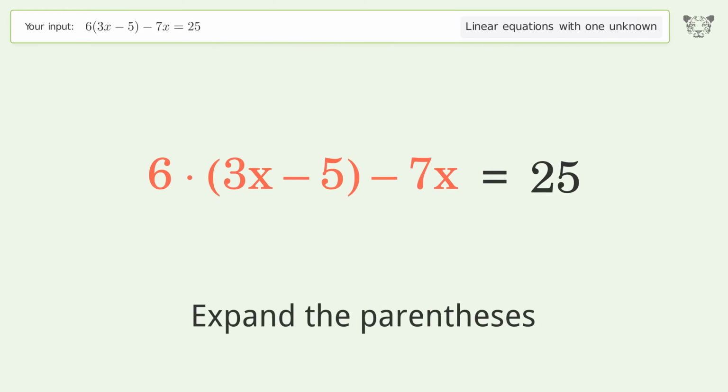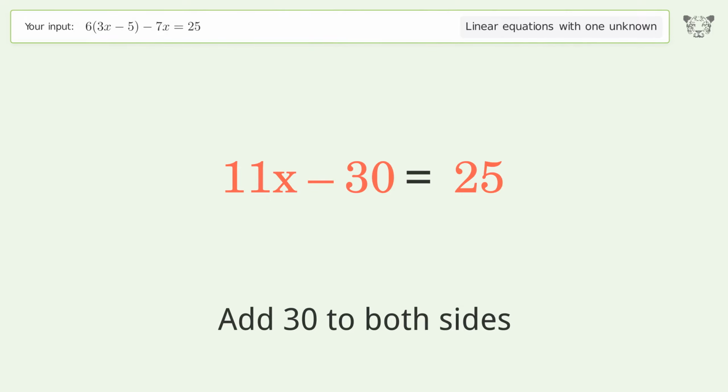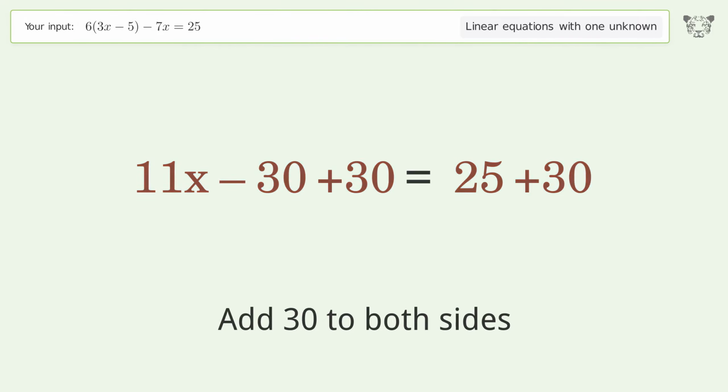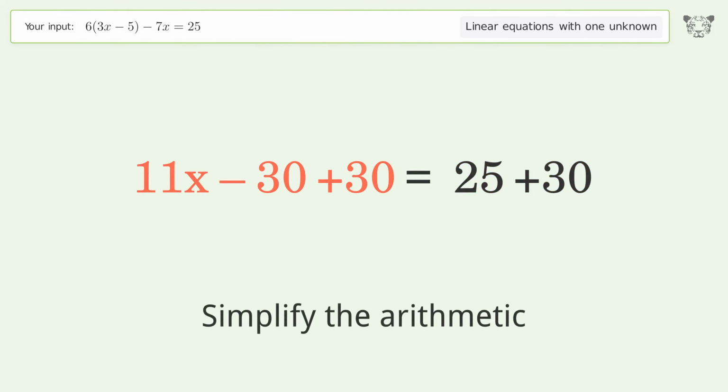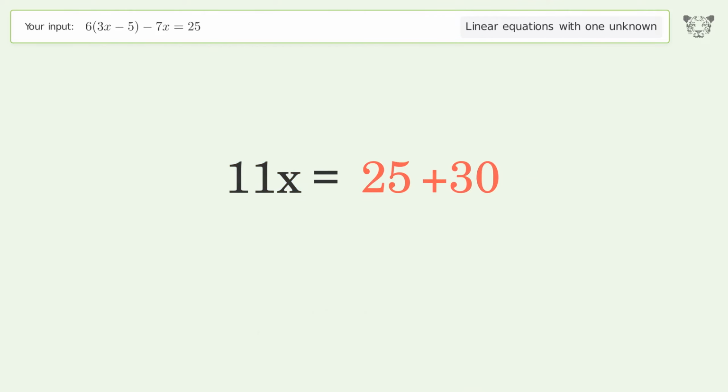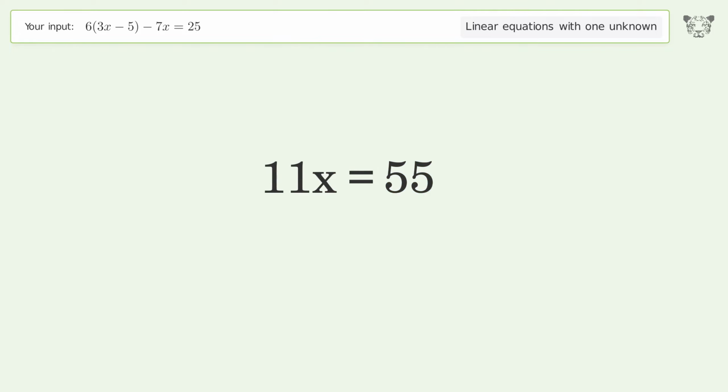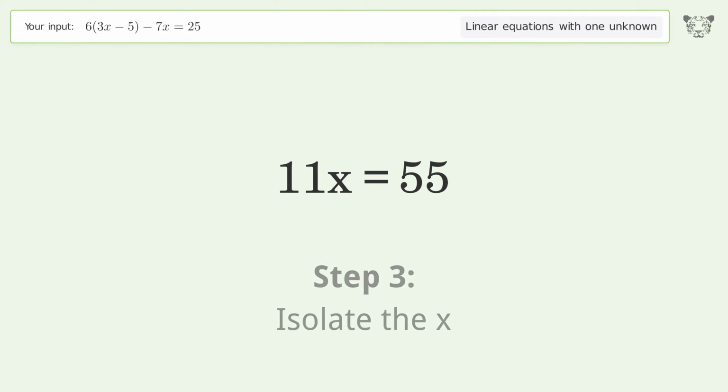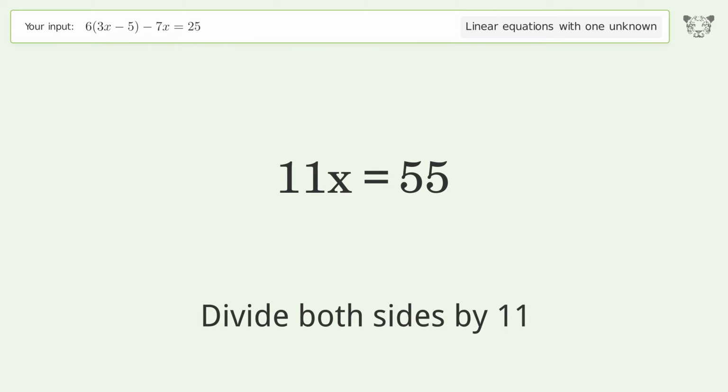Group all constants on the right side of the equation. Add 30 to both sides. Simplify the arithmetic. Isolate the x. Divide both sides by 11.